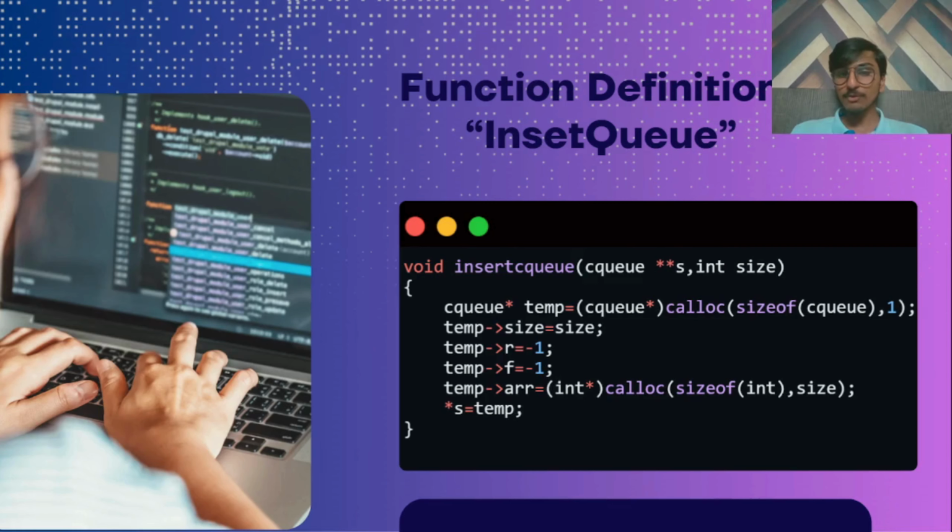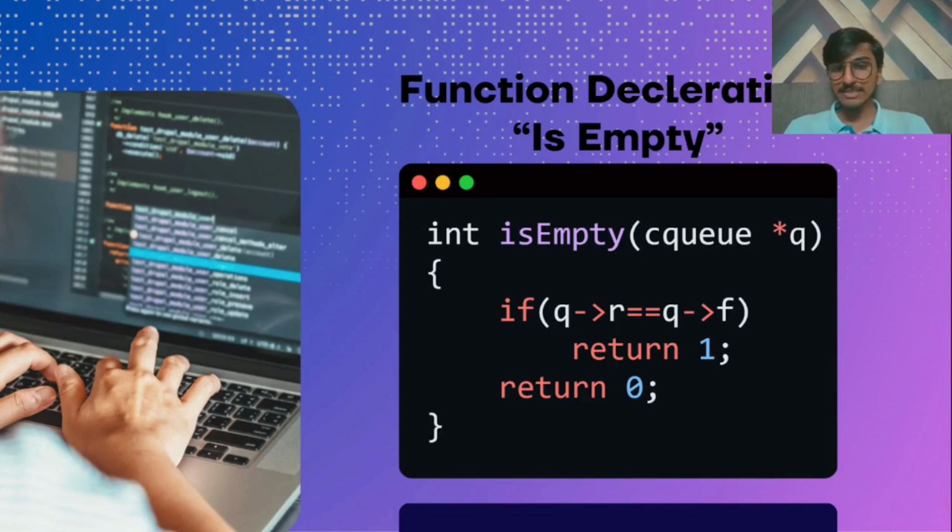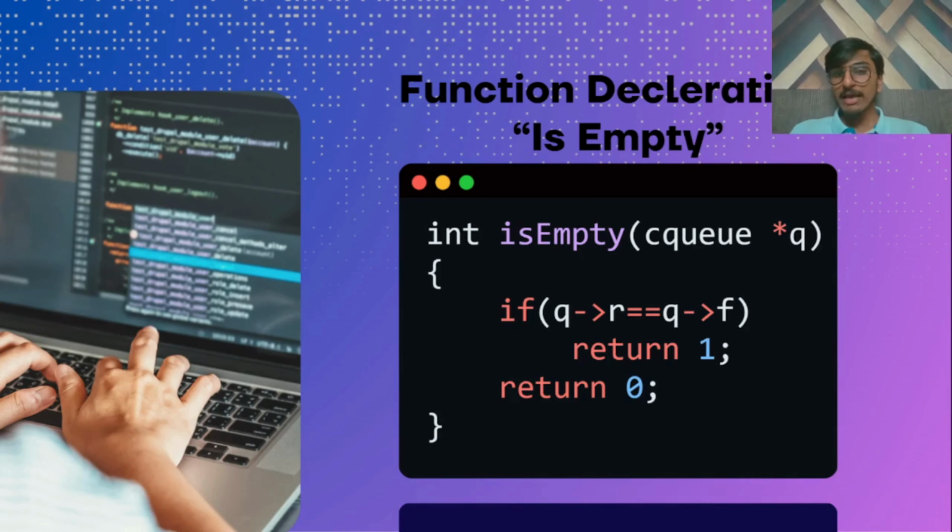That's all in the insert CQ function. Then here's the snippet for the is empty function. In the is empty function, we will check if the rear position is the same as the front position. If both of them are the same, that means the queue is empty, the circular queue is empty. If not, it will return 0, and if yes, it will return 1.